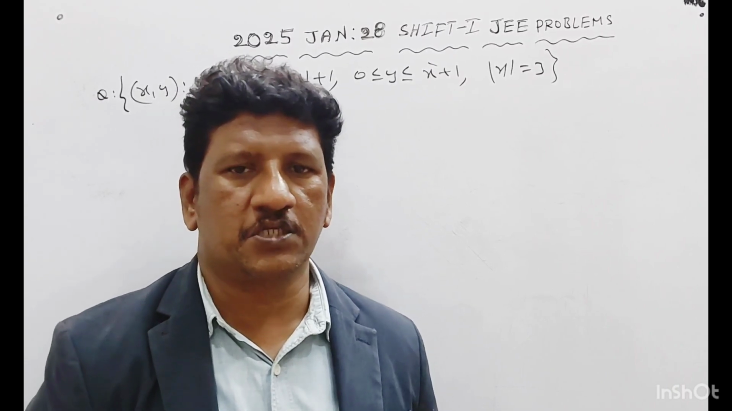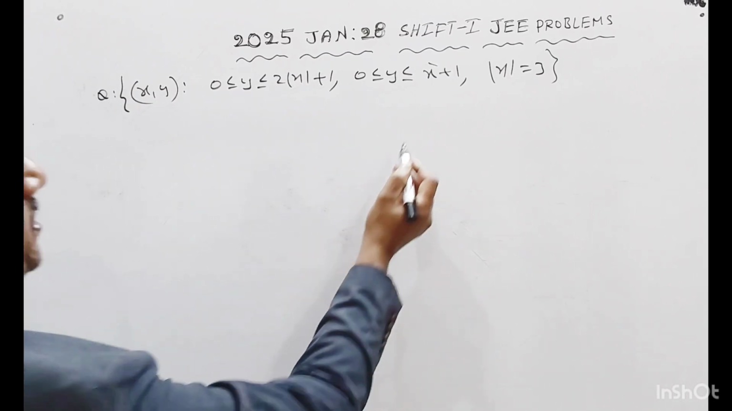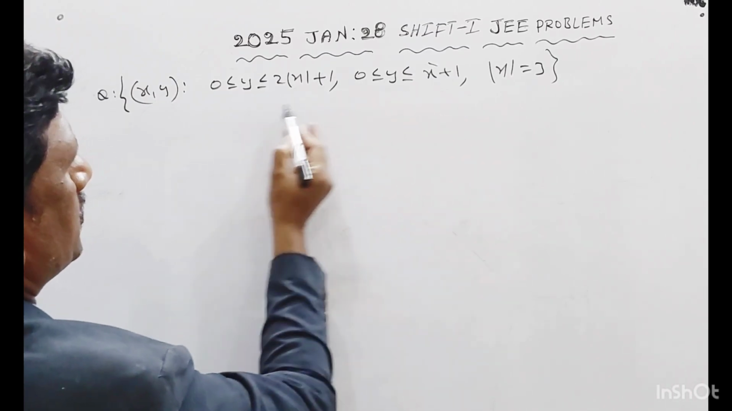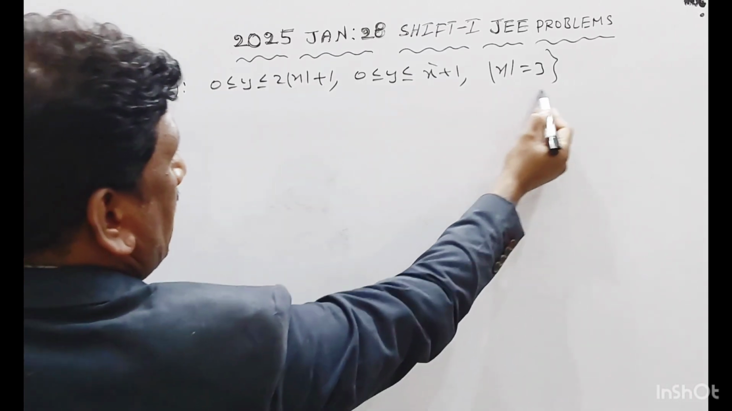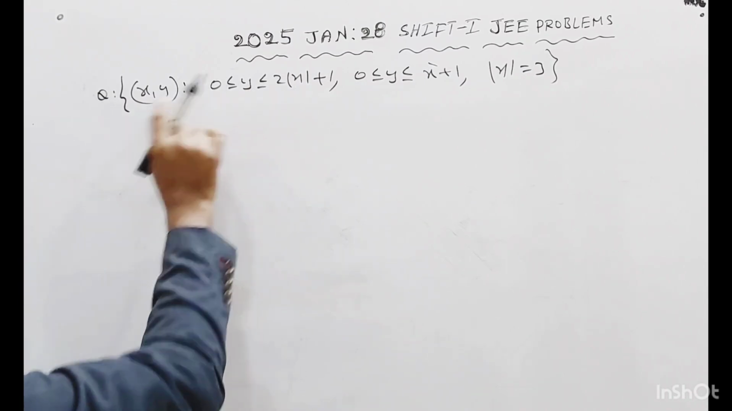Dear students, this is the question from application of integrals, also called areas. This is the parabola, this is the straight line, this is the vertical line, and y equal to 0 is nothing but the x-axis.